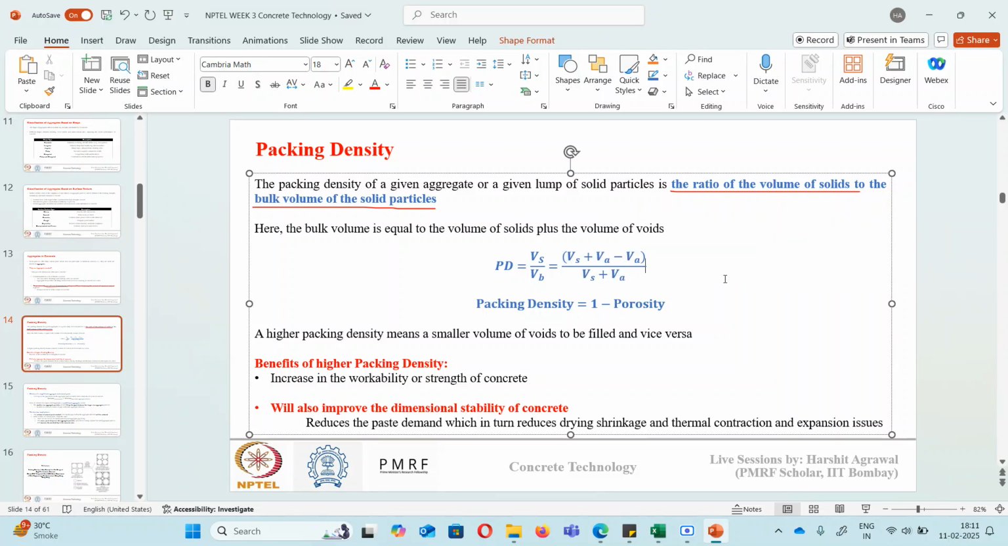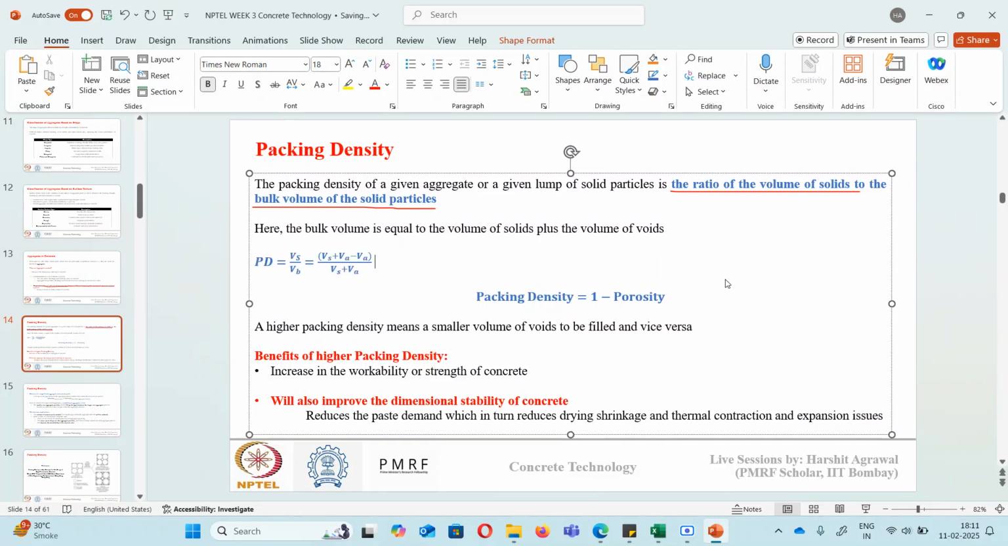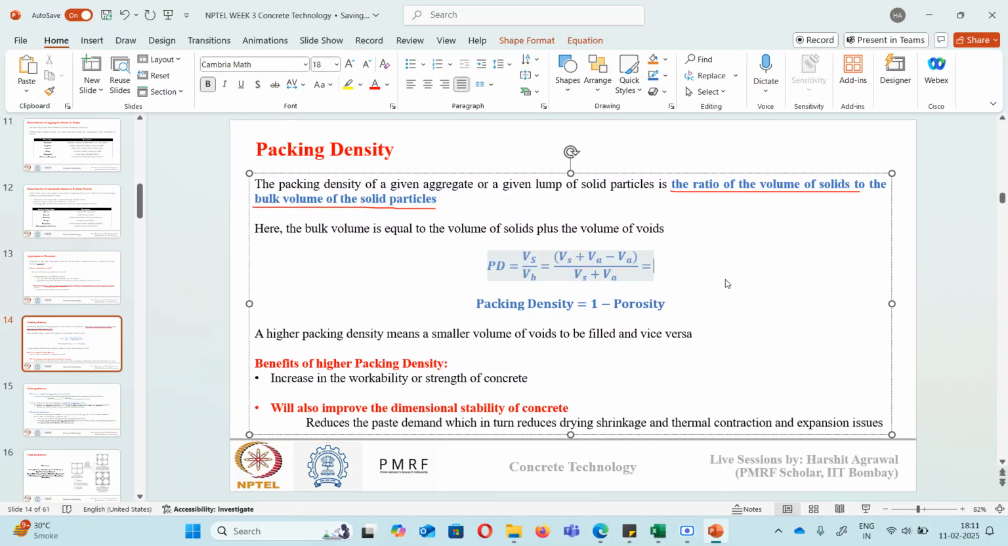So the first part will be nothing but 1. Vs plus Va upon Vs plus Va will become equal to 1, minus Va upon Vs plus Va. So this is how I can write this equation.